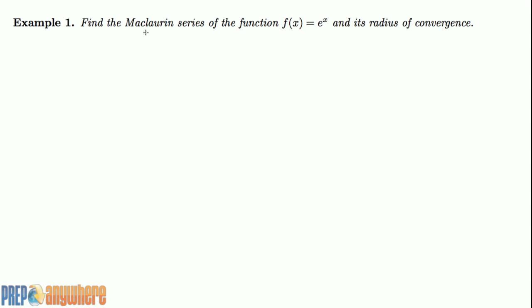Okay, so find the Maclaurin series of e to the power of x. So we know the Maclaurin series is going to be, first of all, just plug in 0 here. So you're going to get 1. Then plug in 0 into the derivative. You're also going to get 1, right?